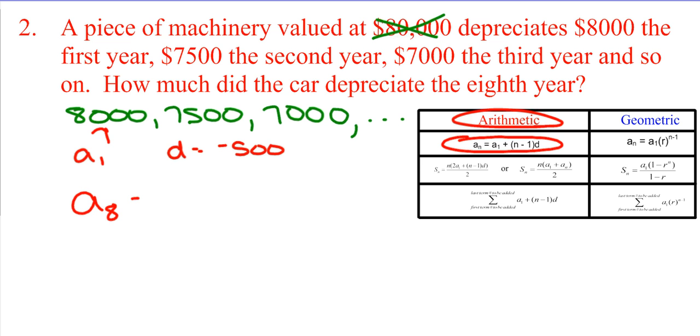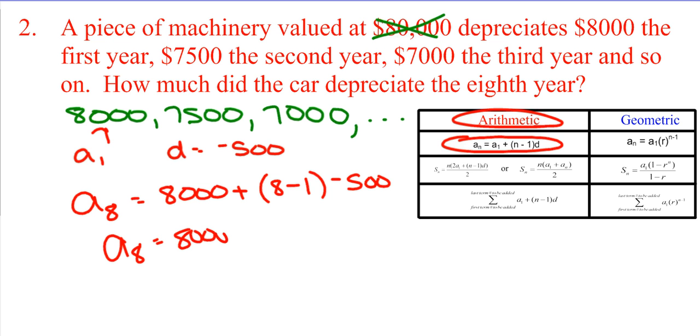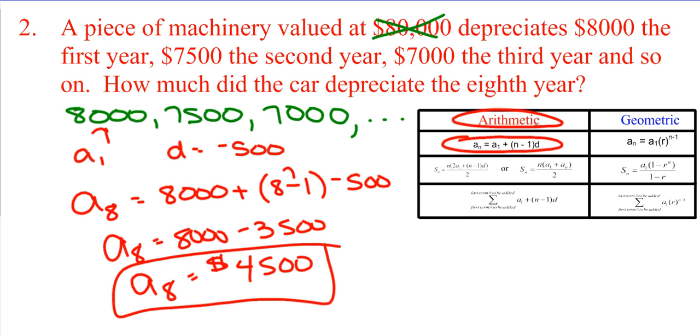So I'm going to say A8 equals A1 plus N, which is 8, minus 1 times negative 500. So I'd have A8, I'm not even using my calculator for this, 8,000. This is 7. 7 times negative 500 is negative 3,500. If I take 8,000 minus 3,500, I get 4,500. So in the 8th year, I would expect it to depreciate $4,500.